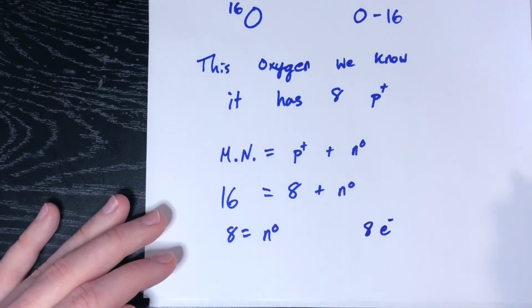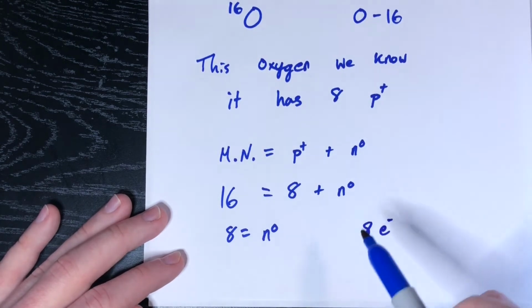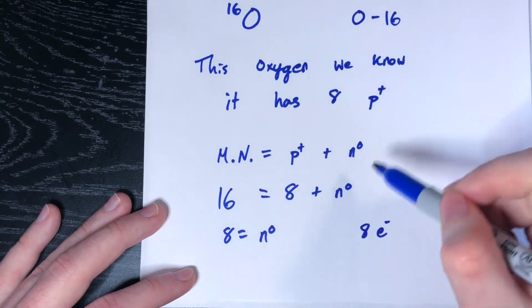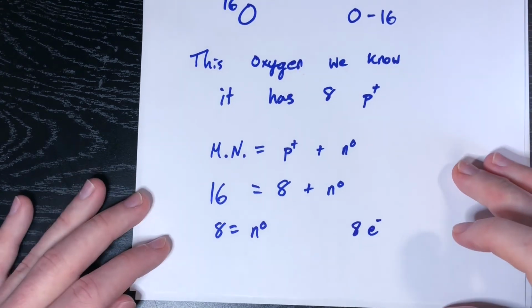So this example just happened to have 8 of each, but it's very common for these numbers to not be the same. And the next example will show that.